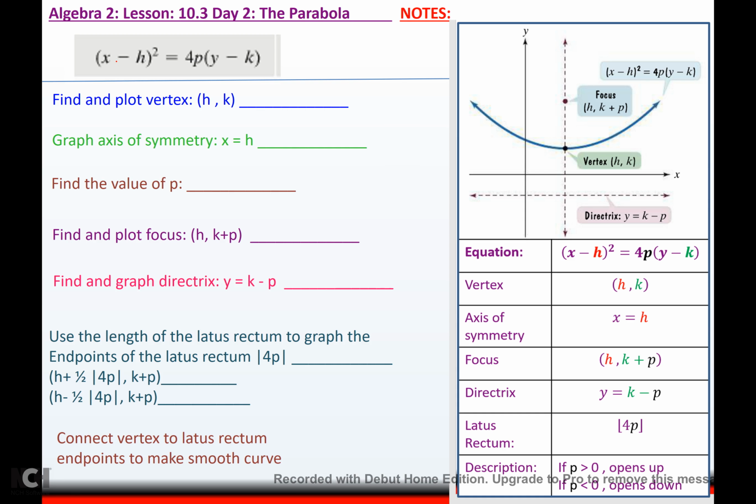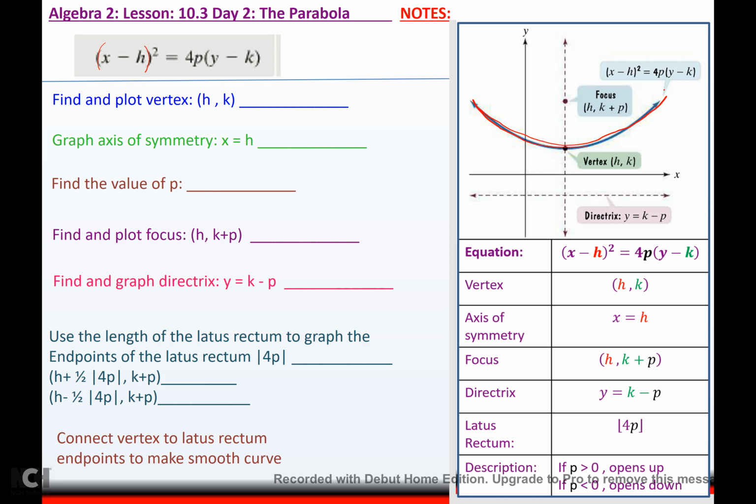If you have (x minus h) squared equals 4p times (y minus k), in other words, if the x binomial is the one being squared, then you're going to have a parabola that either opens up like this if a is positive, or it'll open upside down if a is negative.